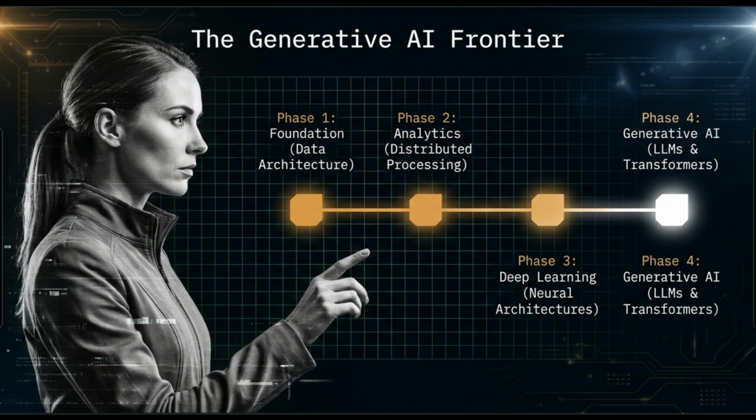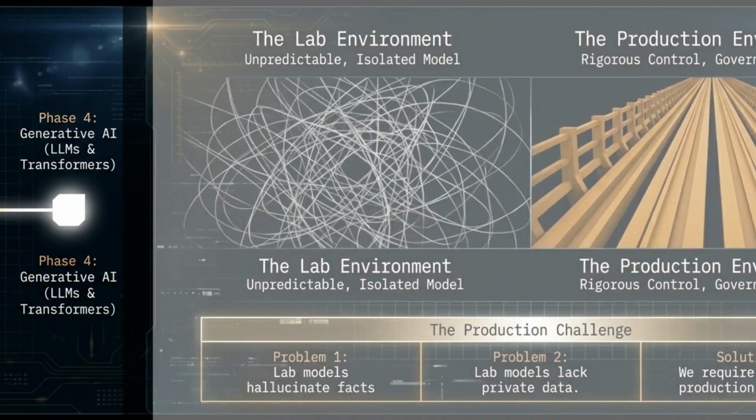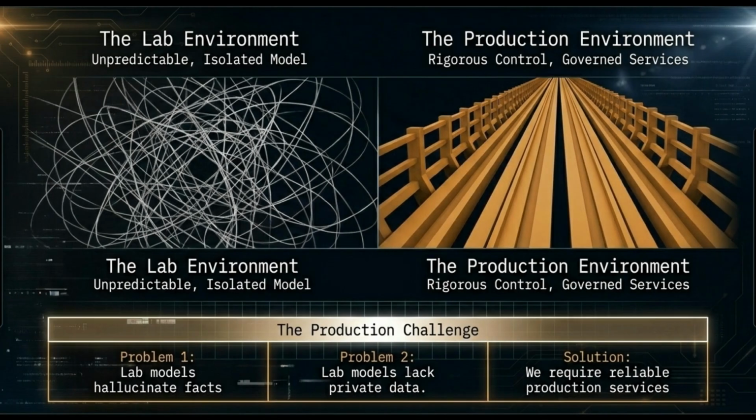This field has evolved through four key phases, starting from foundational data architecture, through distributed processing and neural architectures, arriving at the current focus on large language models and transformers. Moving models from a lab environment to production presents significant challenges.